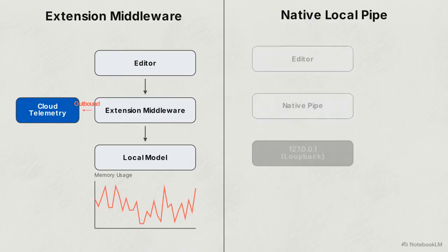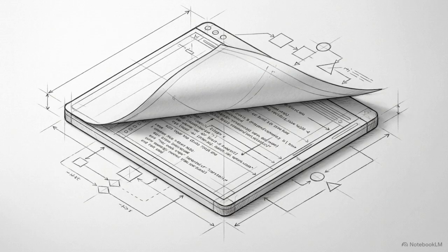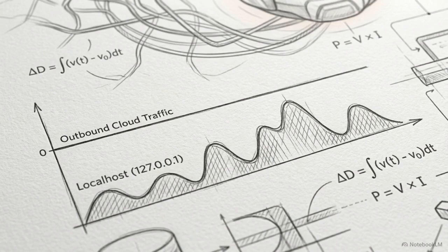On the right, a native pipe routes data strictly to your local loopback address at 127.0.0.1, keeping memory usage flat and secure. Underneath its graphical interface, Visual Studio Code operates as a sophisticated shell built to execute arbitrary processes and handles standard input and output streams. By utilizing those core operating primitives, you can build a secure, zero-dependency local AI assistant without relying on external plugins. Eliminating the middleware layer guarantees that your proprietary code never leaves your machine, restoring absolute data sovereignty while optimizing system performance.